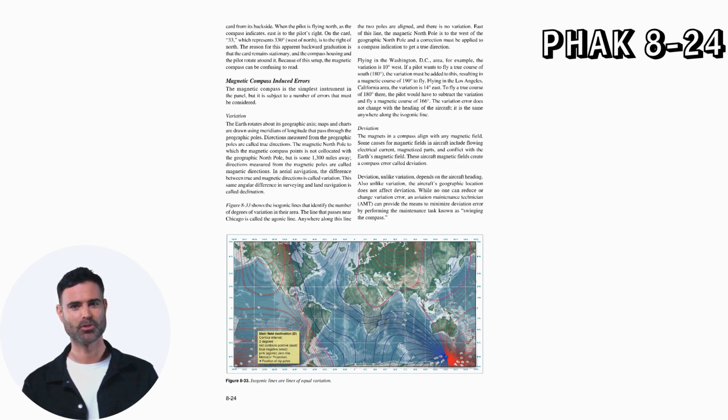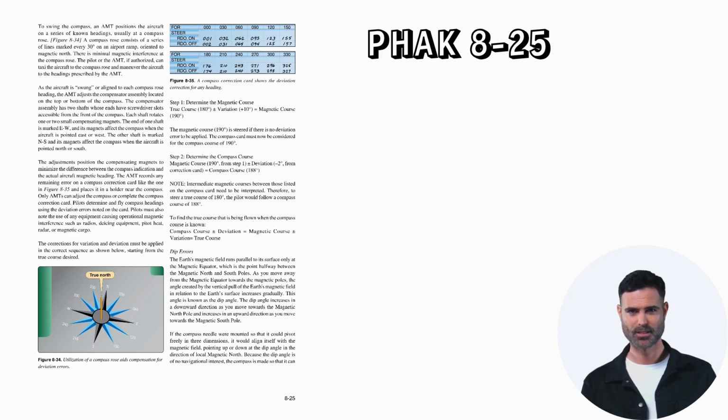While no one can reduce or change variation error, an aviation maintenance technician (AMT) can provide the means to minimize deviation error by performing the maintenance task known as swinging the compass. To swing the compass, an AMT positions the aircraft on a series of known headings, usually at a compass rose. A compass rose consists of a series of lines marked every 30 degrees on an airport ramp, oriented to magnetic north. There is minimal magnetic interference at the compass rose.